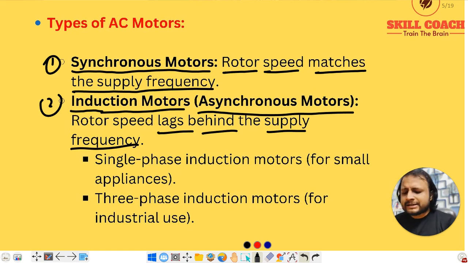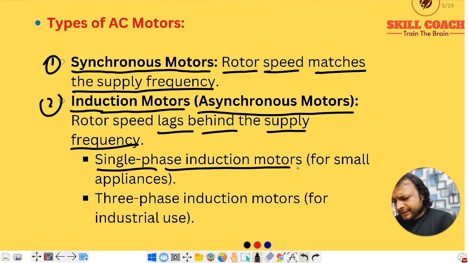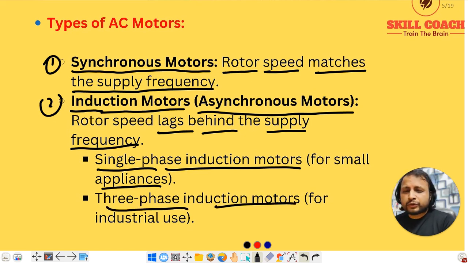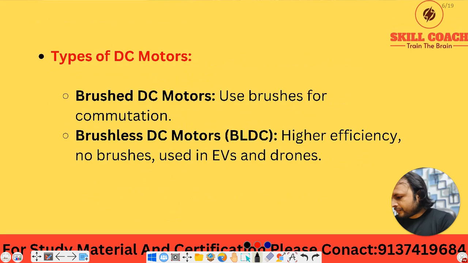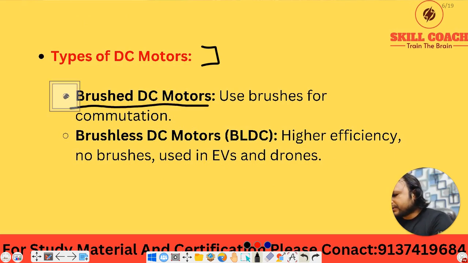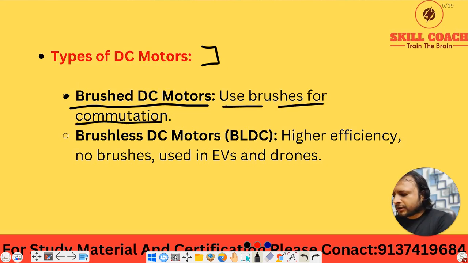This induction motor is further classified into the single phase induction motor, for small appliances, and the three phase induction motor, for industrial applications. Just take short notes or you can take a screenshot. Now let us understand the types of DC motors. The first type is the brushed DC motor, which uses brushes for commutation.